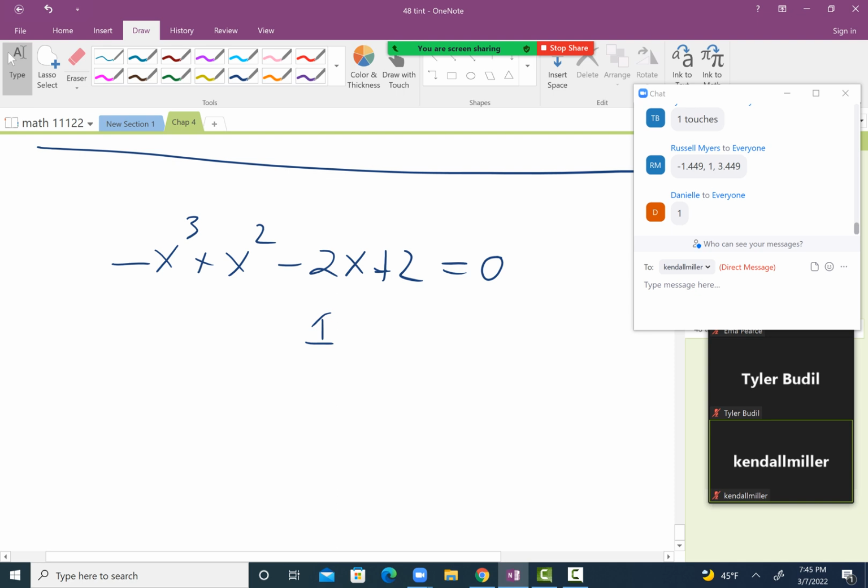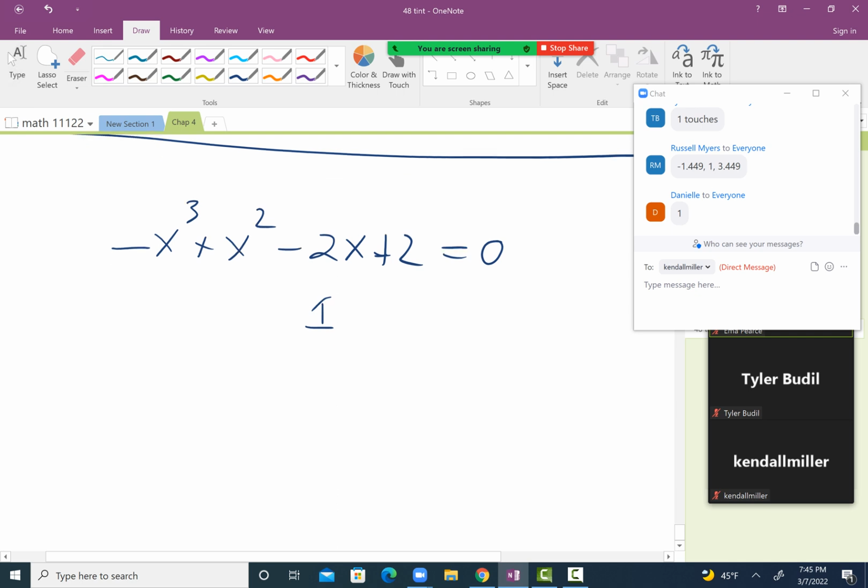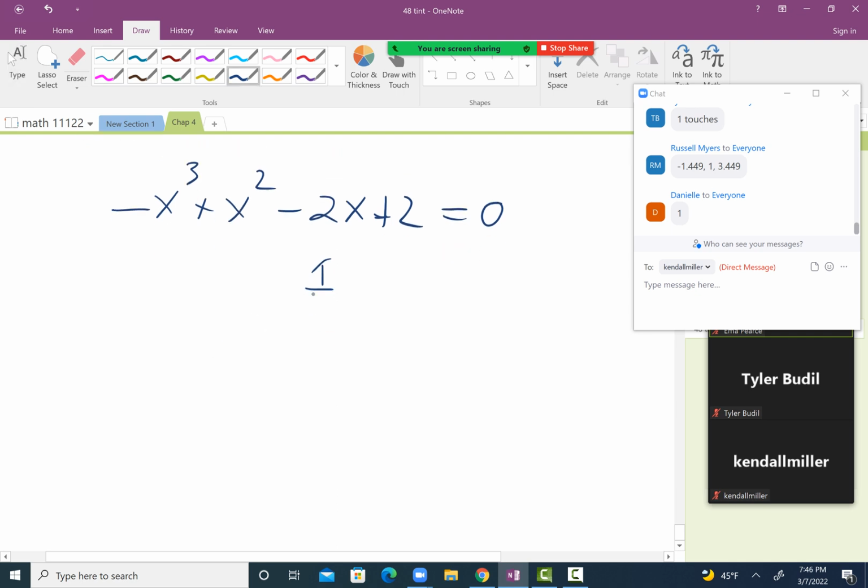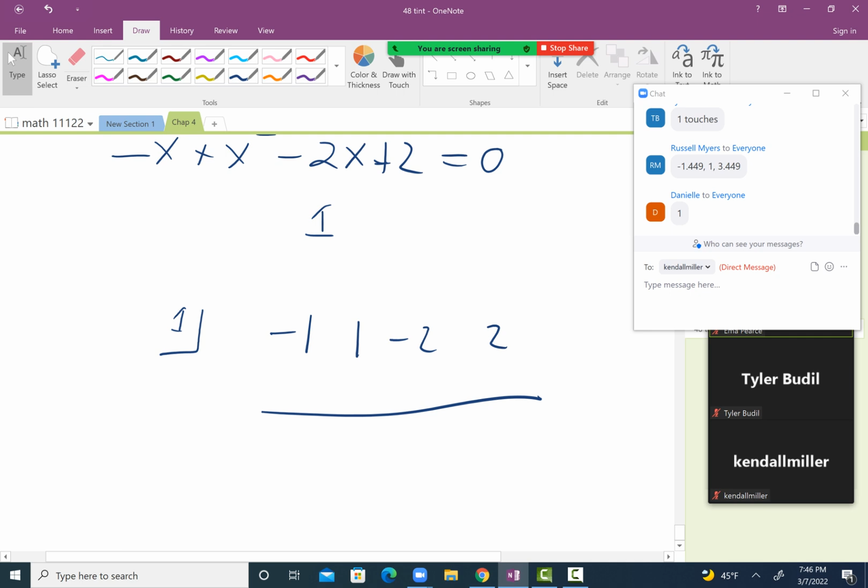Uh-oh, wait a minute. Well, the fundamental theorem of algebra says we've got to have how many? 3. But we only got 1. Well, let's divide it. So we're going to take this 1, and we're going to divide it in. So we have -1, 1, -2, 2. And we use synthetic division. So 1's going to go in there.